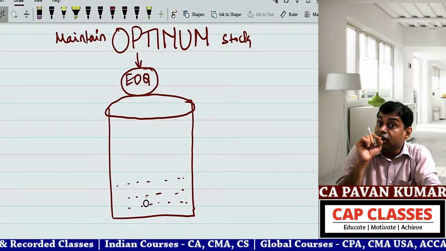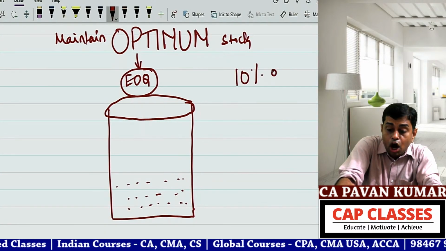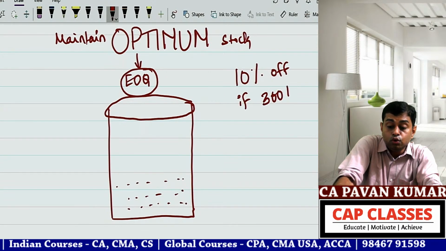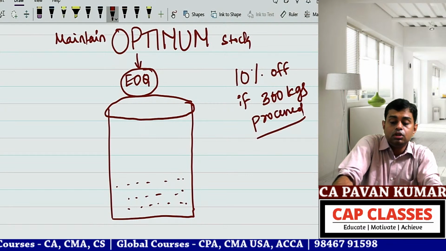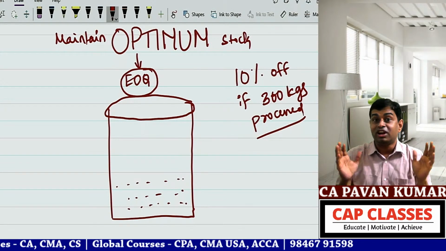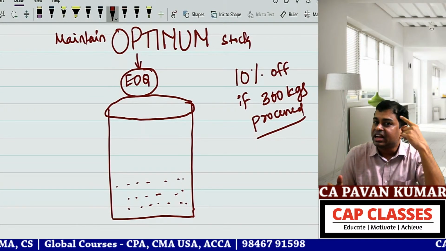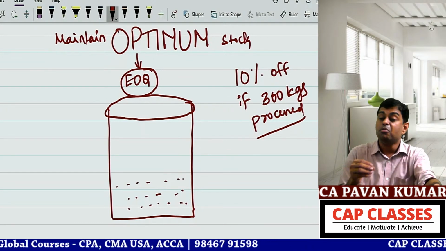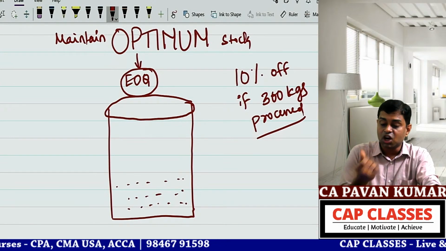Then you saw one board: 10% off discount if 3000 kgs procured. Quantity discount. You're excited. Then you thought, I will show my intelligence, and my mom will kiss me and be damn proud of me that I am reducing the cost.